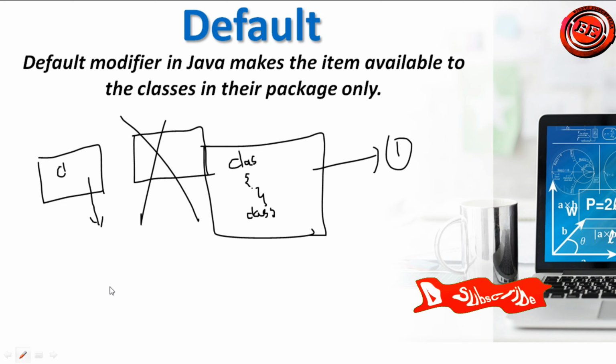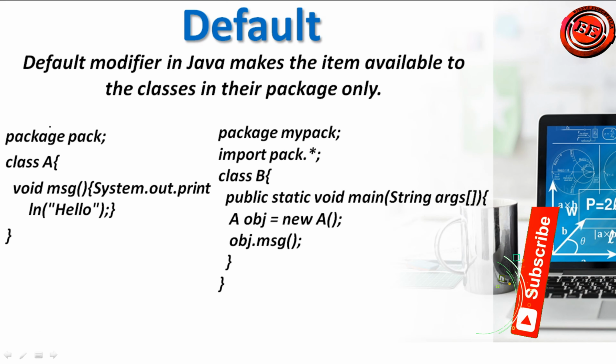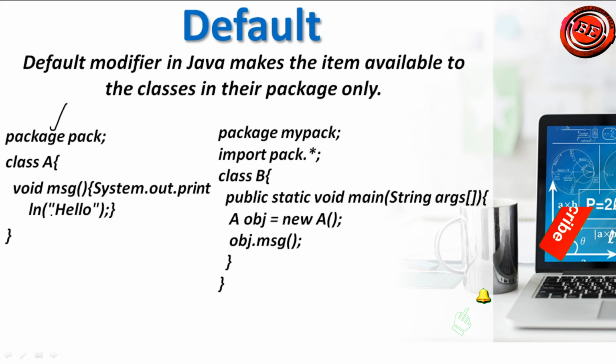So here is an example. Here I have one package. In this package I have a method in which I am going to print hello. I have another class named myPack, in which I have the main method, such that I can print the data which is present in the first method.